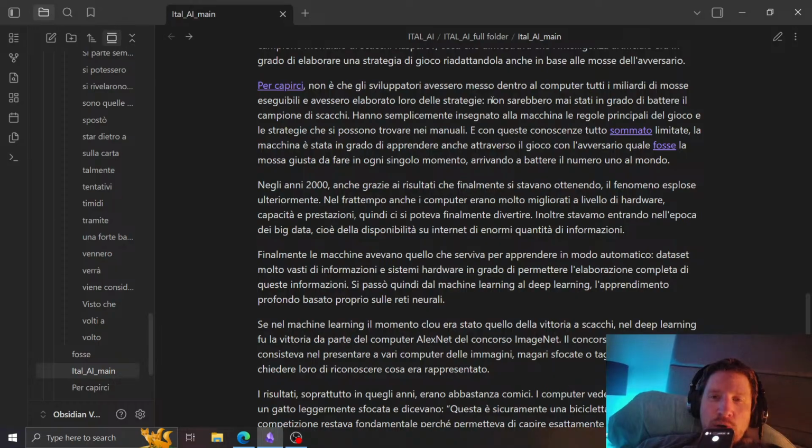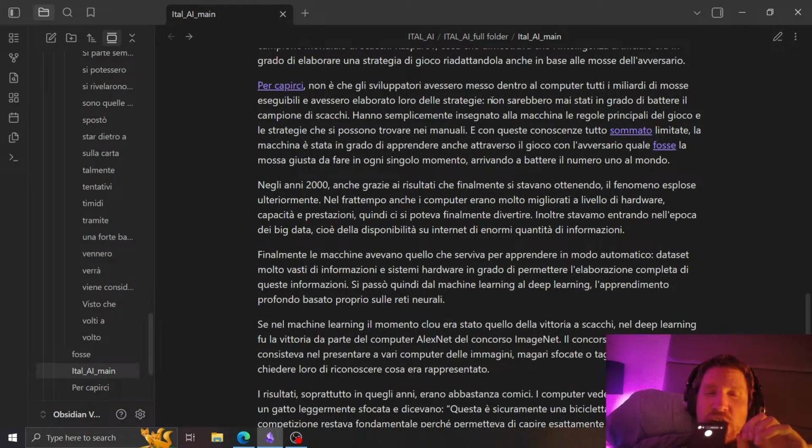Quindi la frase complessa è per capirci, non è che gli sviluppatori avessero messo dentro al computer tutti i miliardi di mosse eseguibili e avessero elaborato loro delle strategie.